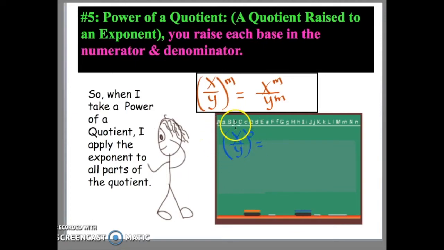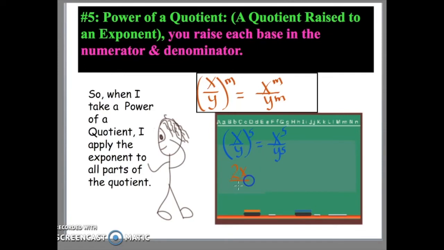So you raise each base to your exponent. So here's my base, x to the 5th, y to the 5th. All right, let's take a look at another example.